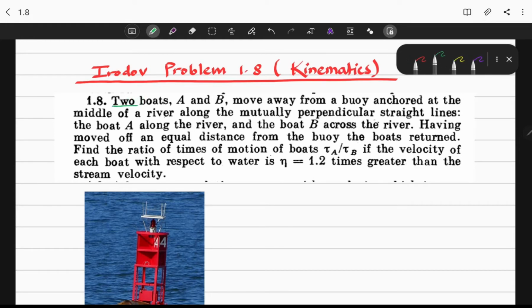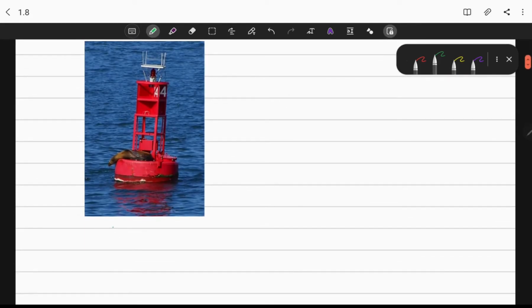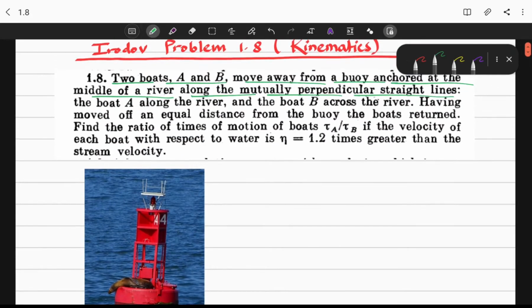There are two boats, A and B, that move away from the buoy anchored at the middle of the river along mutually perpendicular straight lines. In this picture, this is the buoy anchored at the middle of the river by some chain or object, and it is a floating body used for navigation purposes. If you are more interested, you can read about it on Wikipedia. Okay, so let us come to the problem.